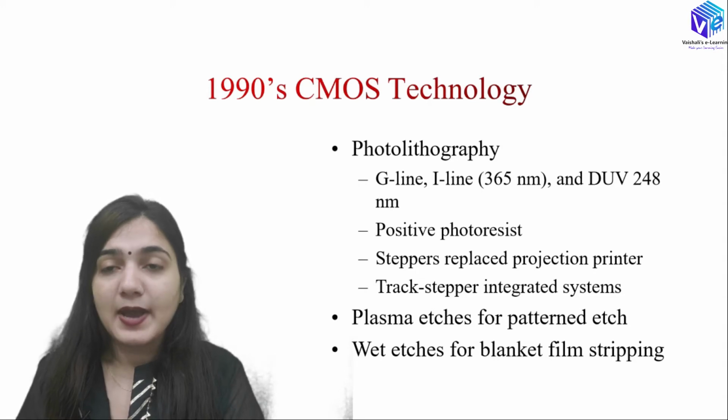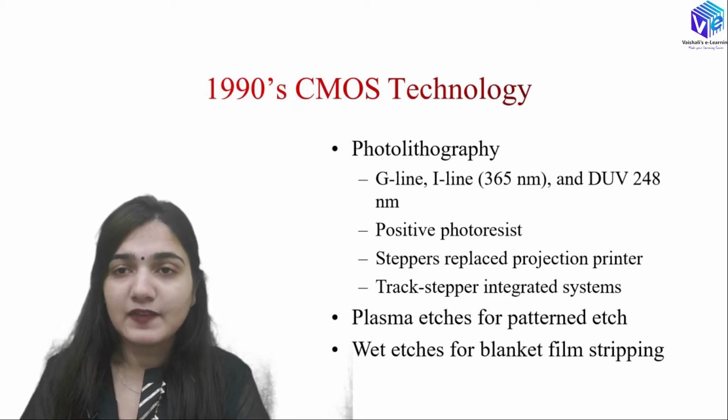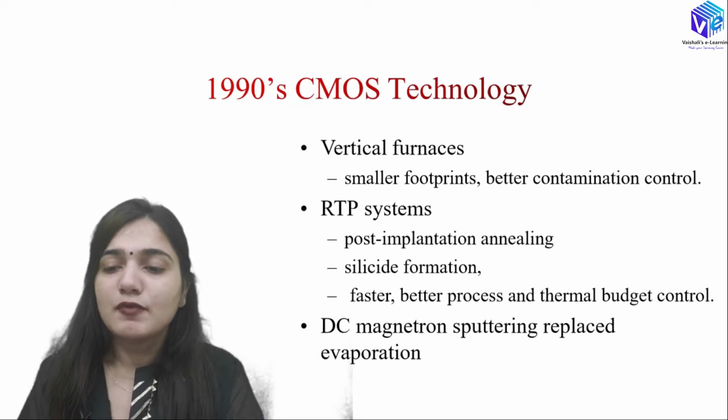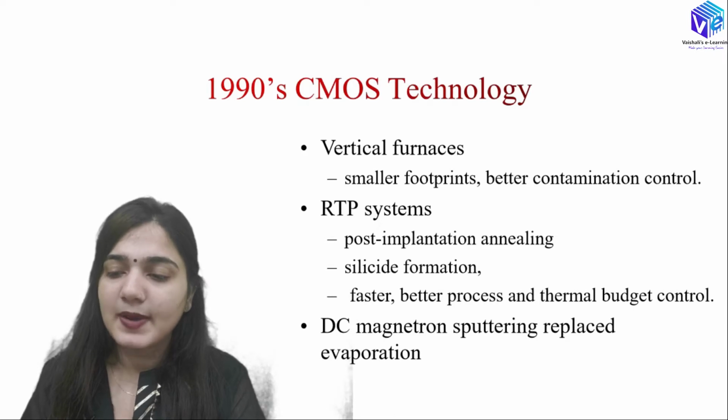So we were using the plasma etching for the patterned etching. Plasma etching is also faster and more accurate. After that the wet etching is used for the blanket film stripping. After that we were using the vertical furnaces which were having the smaller footprint and better contamination control. We were using the RTP systems for post implantation annealing and silicide formation, which is going to give me a faster and better process and control on the thermal budget as well.